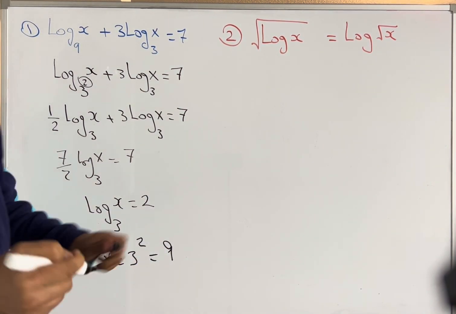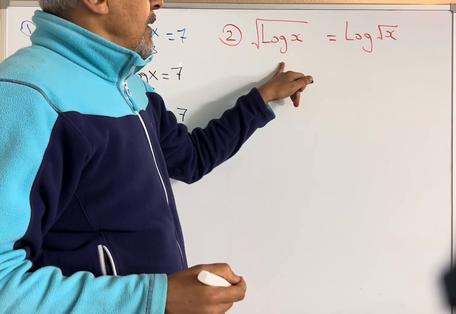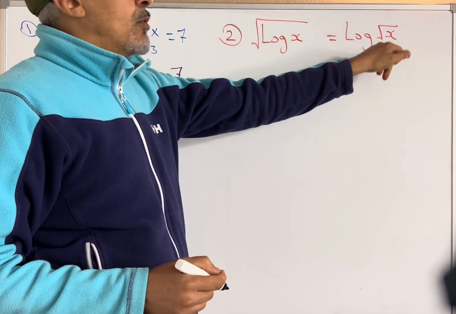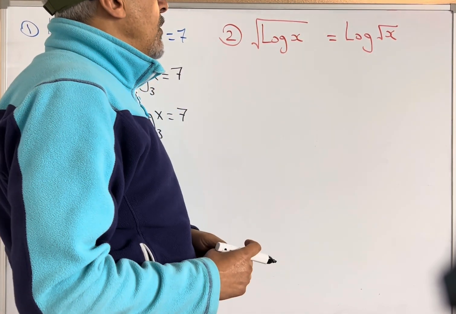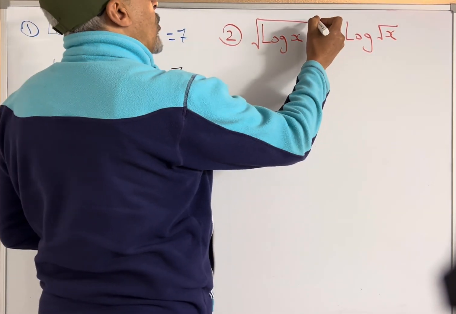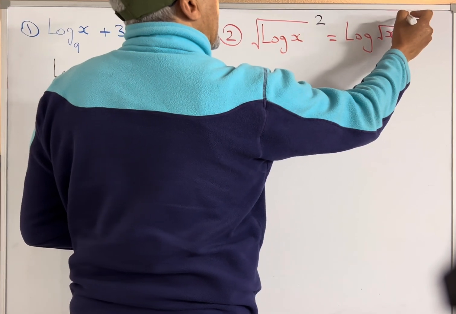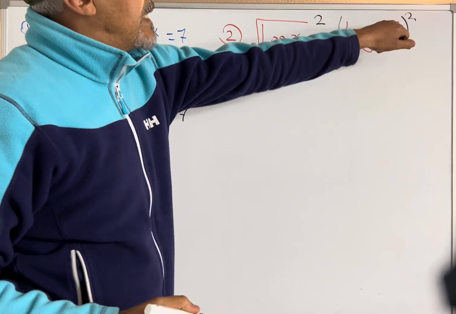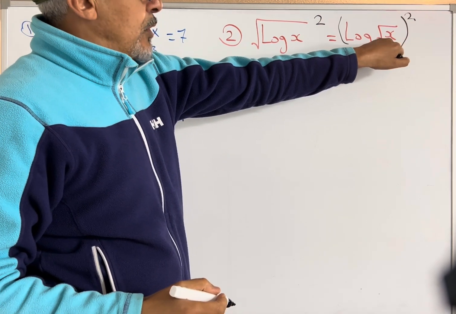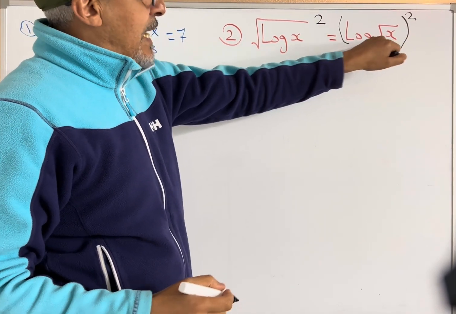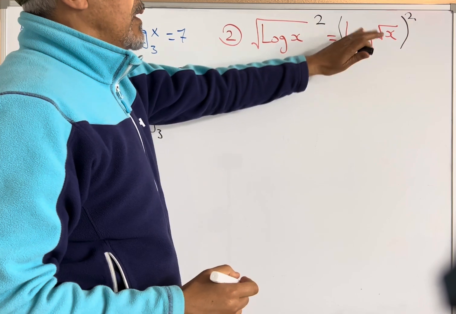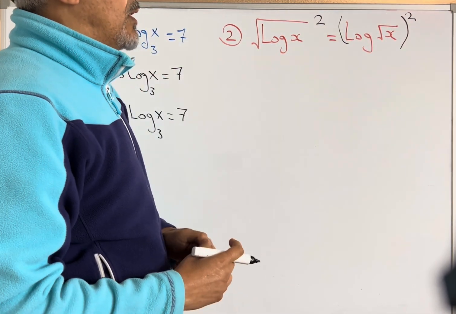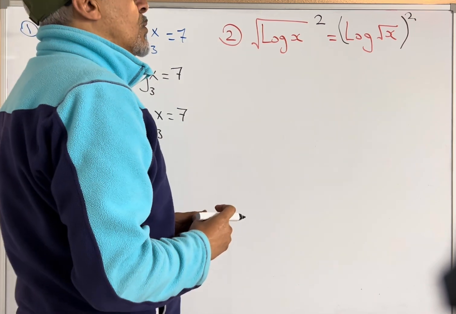Now, how about this? We have a square root on this log, and here we have the square root on the x. So what I'm going to do here, I'm going to square both sides. So I'm going to square this side and square this side. So remember, when you square this side, you're not squaring the root. You're not squaring root x. You're squaring the whole log. This is log of root x. So you're squaring the log, and you're not squaring the square root of x.